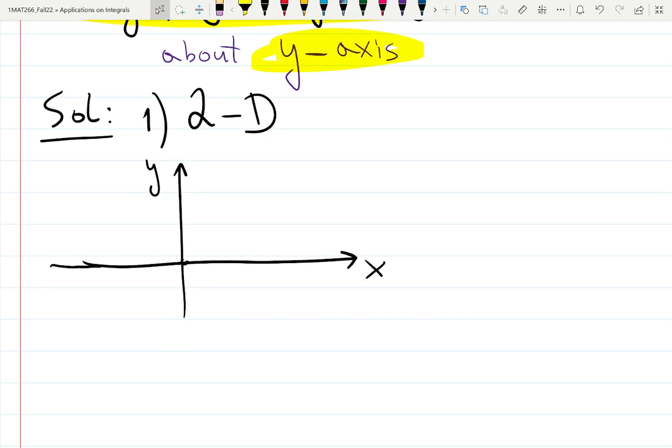People, don't get distracted, please. Don't get distracted. So, let's do it.